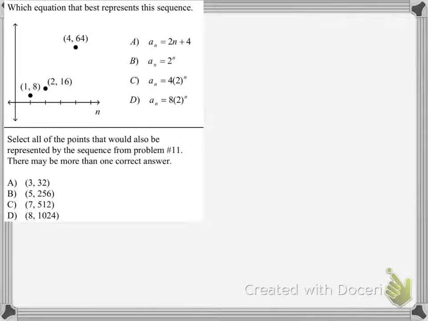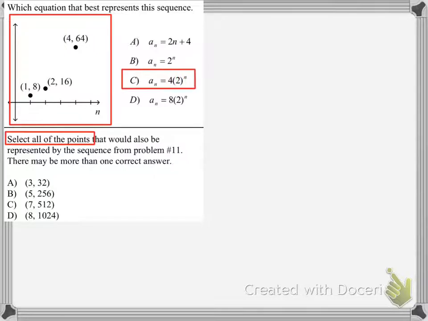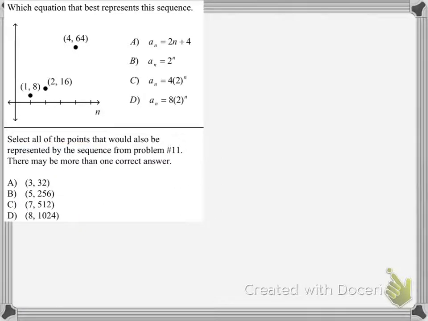On the following problem, it'll ask you to select all the points that will also be represented by the sequence from the previous problem. Now, first, we have already solved the previous problem and we decided that the answer was letter C. So I want to be able to find out which of the following points will give me also a solution. So I know that my answer is letter C. So therefore, I'm going to plug in a 3 and see if it gives me a 32.